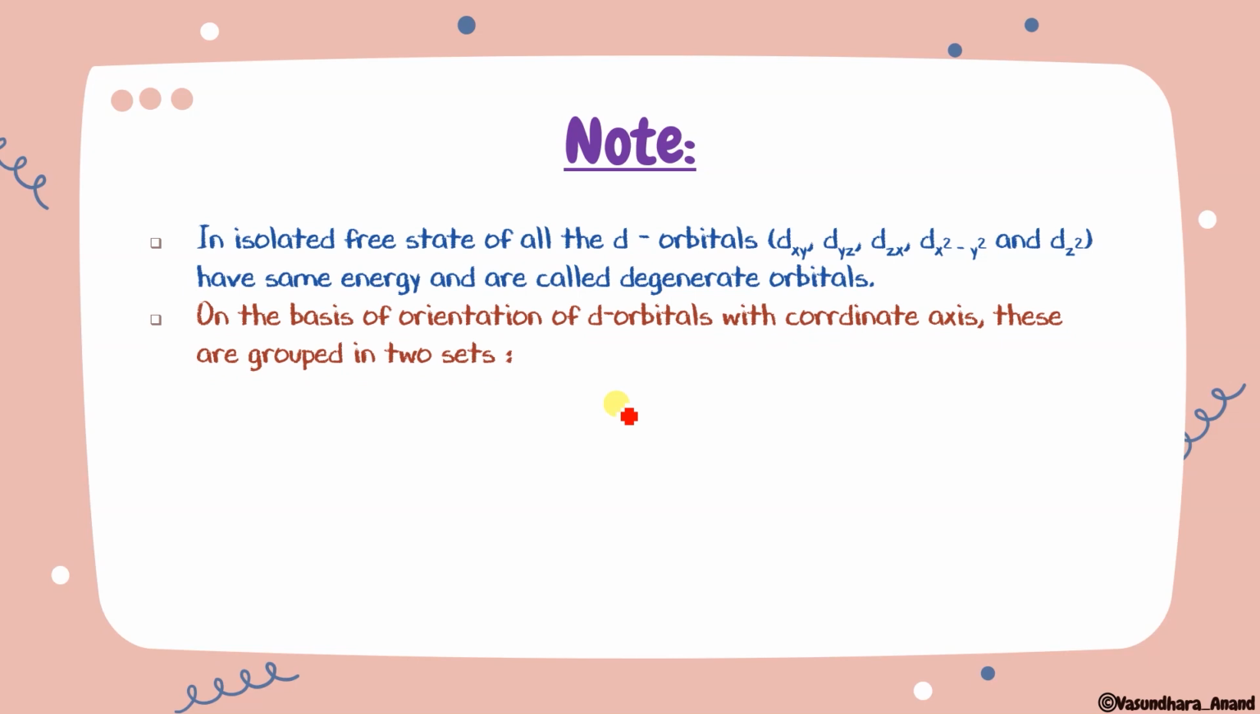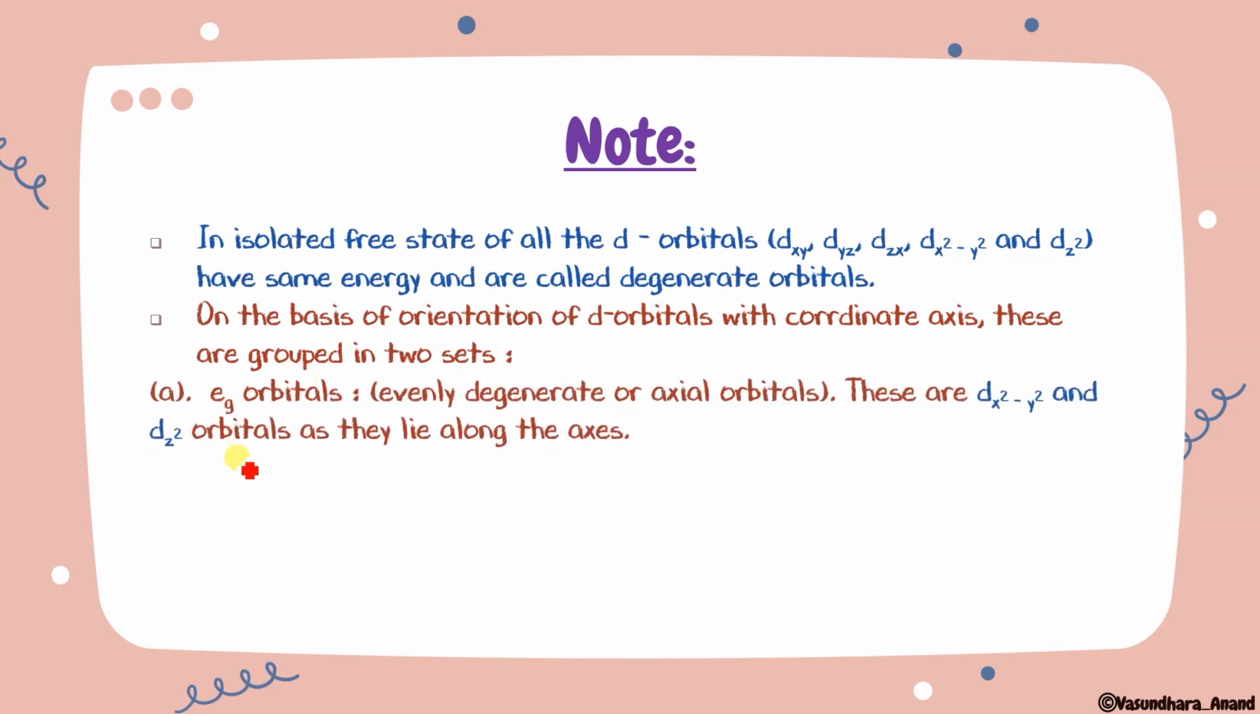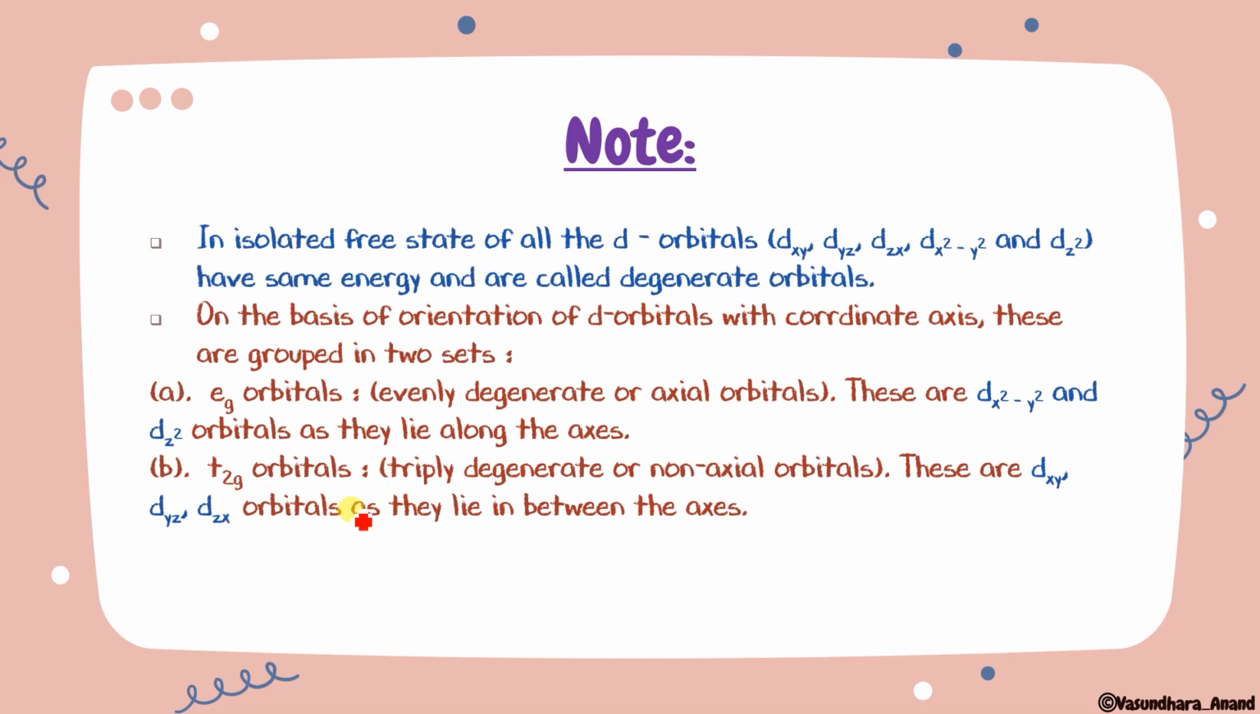On the basis of orientation, that means how the lobes are arranged, these five orbitals are categorized into two groups: one on the axis and another between the axis. They are the eg orbitals and the t2g orbitals. The eg orbitals are the axial orbitals, in which the lobes are on the axis. There are only two: dx square minus y square and dz square.